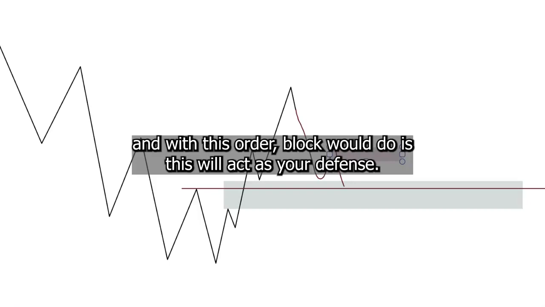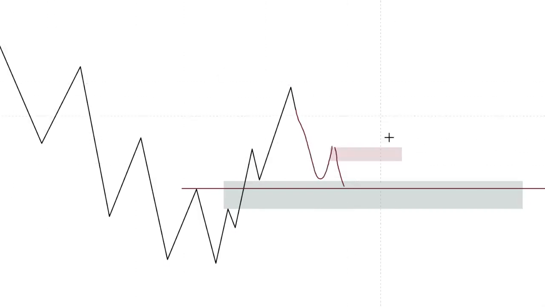And what this order block would do is this will act as your defense. So let's say price comes up here and rejects from this level and continues down, then you have no entry. Why? Because your entry is above this order block. But now let's say this order block gets ran through and price crosses your initial contact rejection. Then you can get an entry here and of course exit at an extreme.